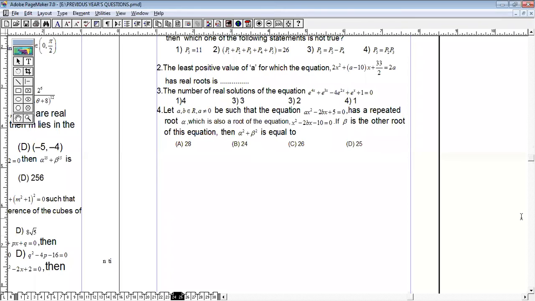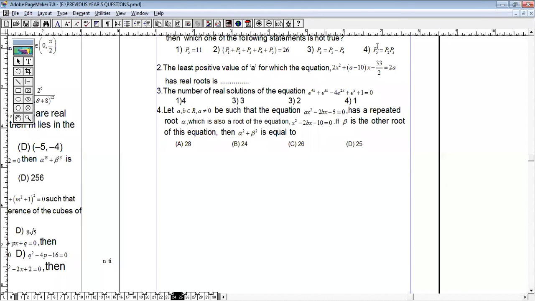Now the number of real solutions of this equation. Observe this. How to solve this equation? e power 4x plus e power 3x minus 4 e power 2x plus e power x plus 1 is equal to 0. So this is the equation.